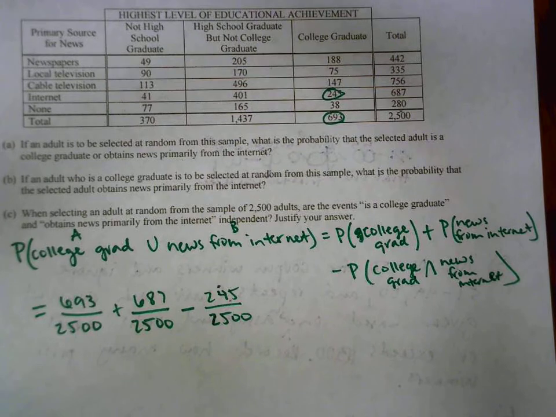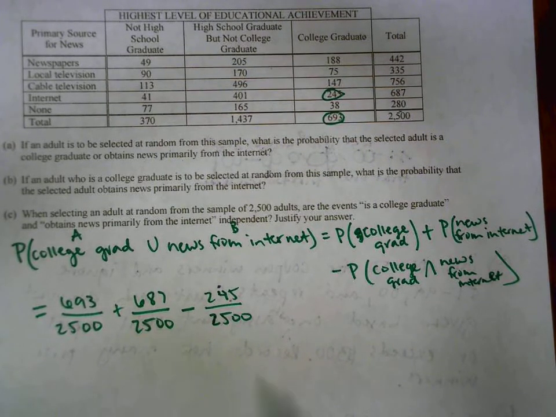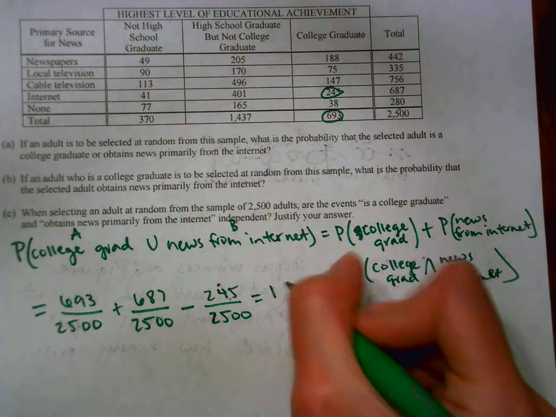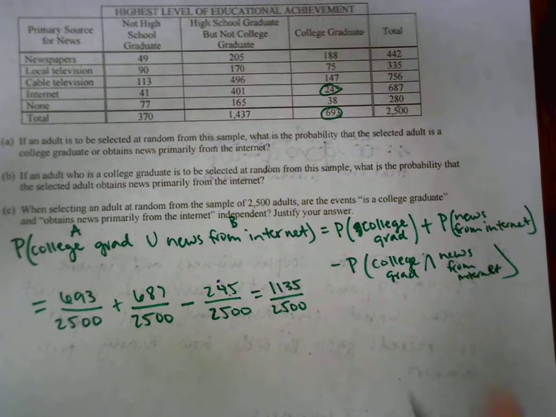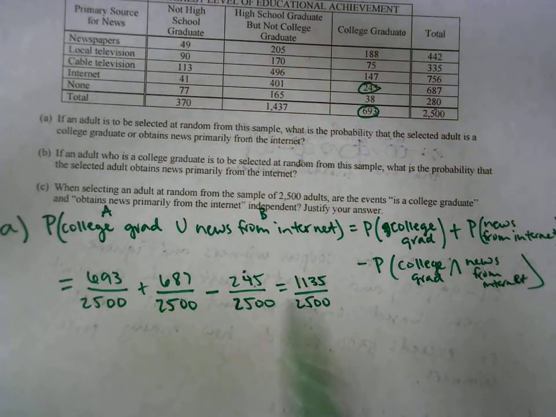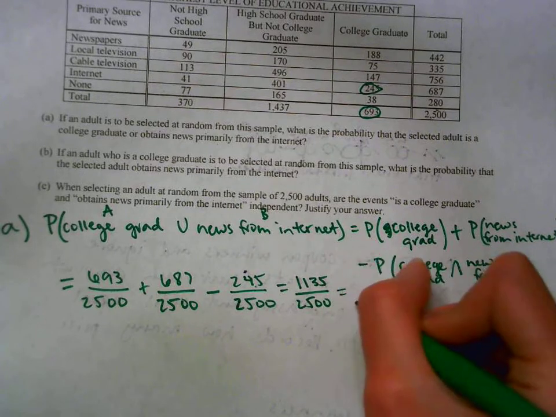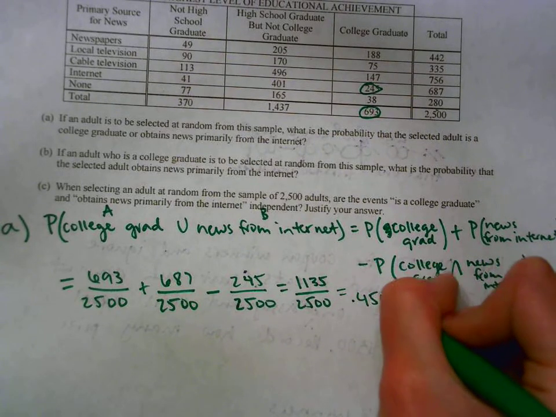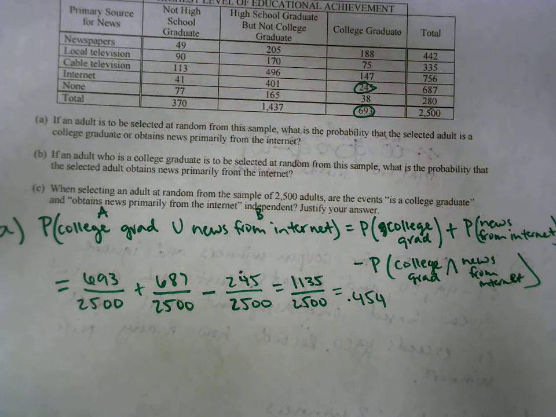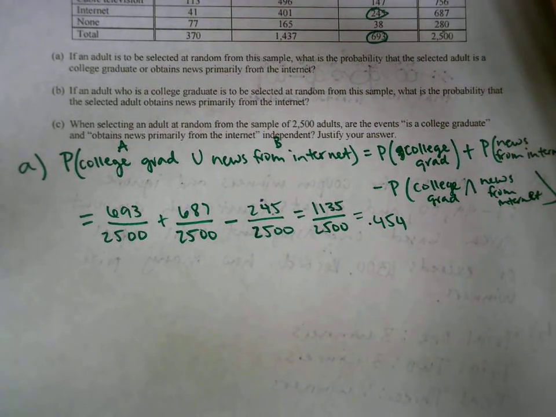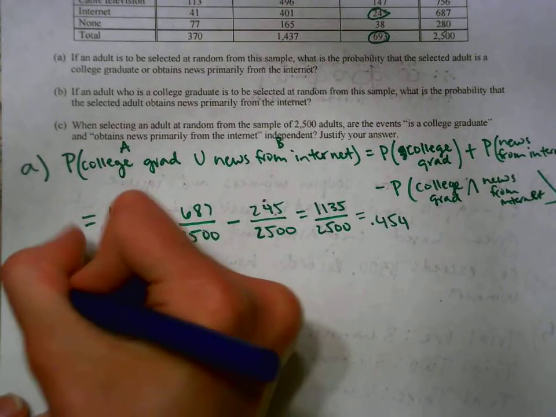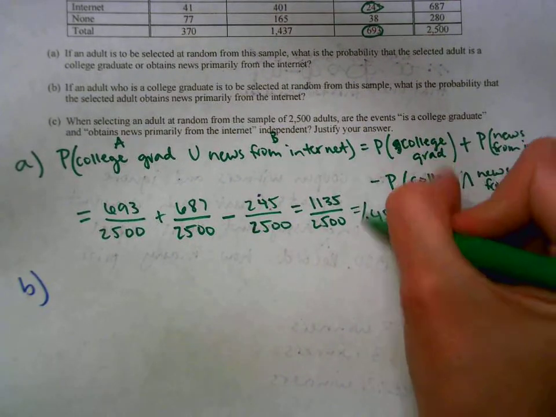And if you do that math, I think I already have it, that would be 1,135 out of 2,500. You just add and subtract the numerators, and if you get that as a decimal, that's 0.454. Okay, so then question B. So that's your answer, if that wasn't clear, 0.454.